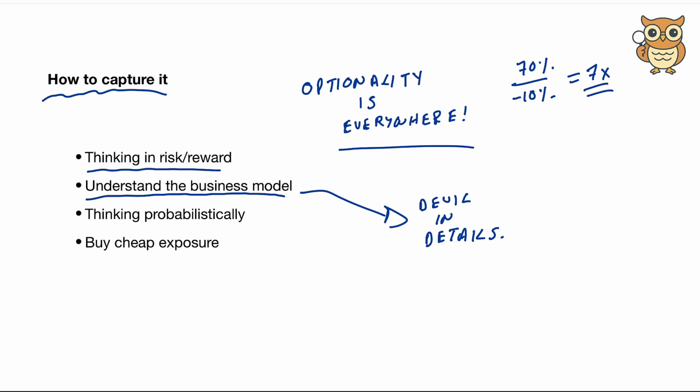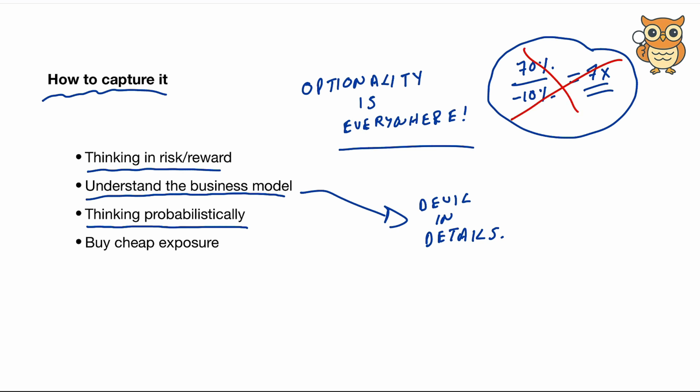Maybe the business is capital intensive and you believe it will become less capital intensive. Again, we talked about all these concepts in previous modules. Moving on, it's important to develop the skill of being able to think probabilistically. It's not just, I may lose 10% or I may gain 70% and just a 7x. No, it's not that simple and linear.